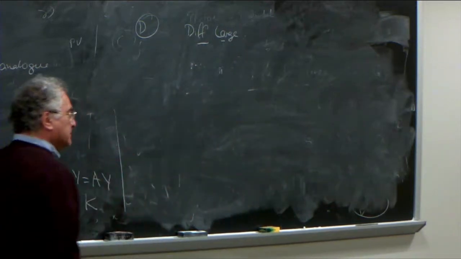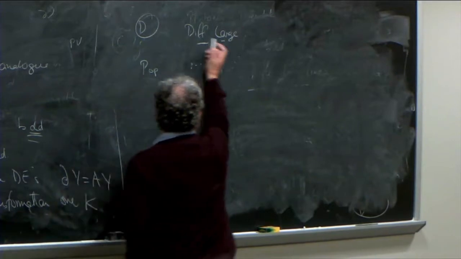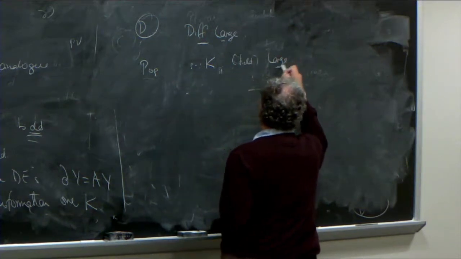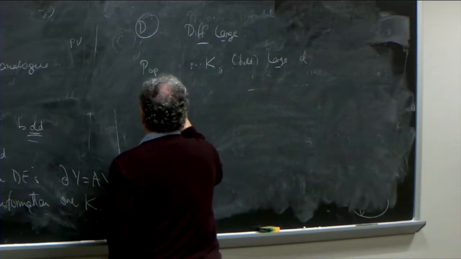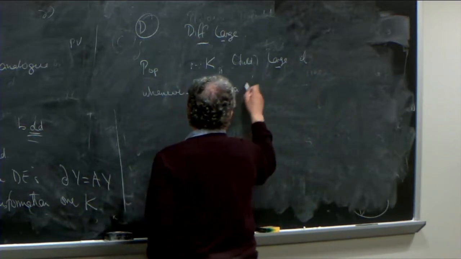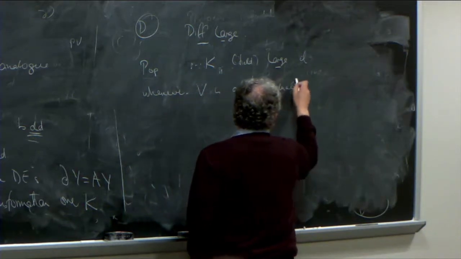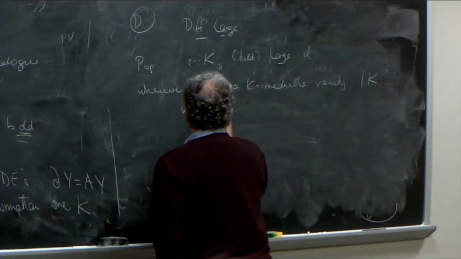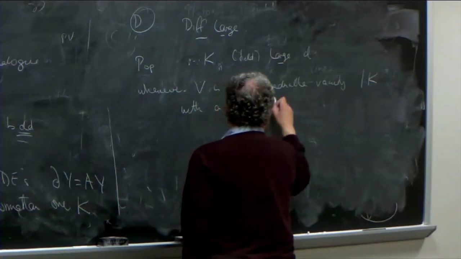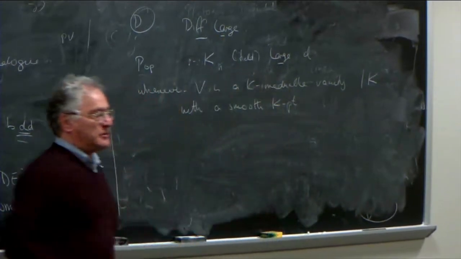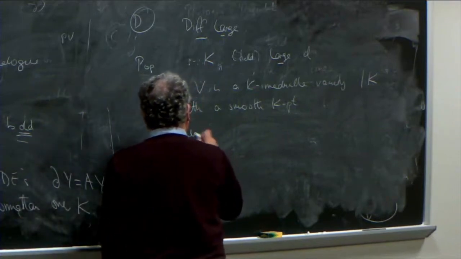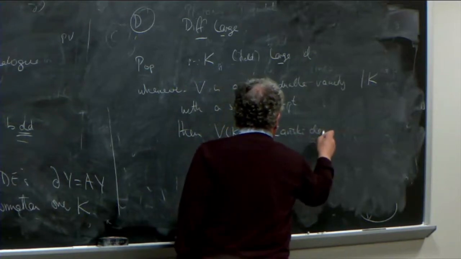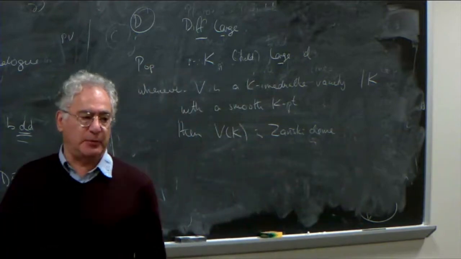A field K is called large, this is Pop's notion, if whenever V is a K-irreducible variety over K with a smooth K-point, a non-singular K-point, then the set of K-points of V is Zariski dense. It has a smooth K-point and many K-points.